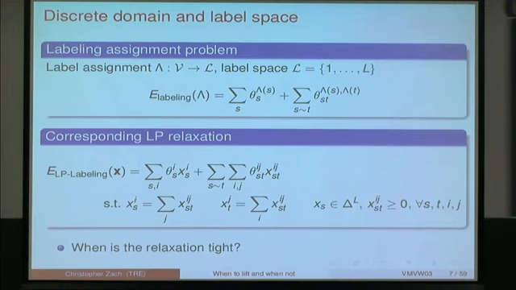And so this is a very successful model used a lot in machine learning and computer vision. One of the questions that arises is when is this relaxation tight? It is known that, because the general multi-label assignment problem is NP-hard, so very difficult, this relaxation can be solved in theory in polynomial time.